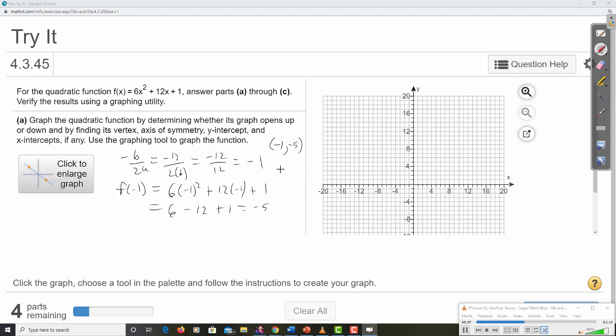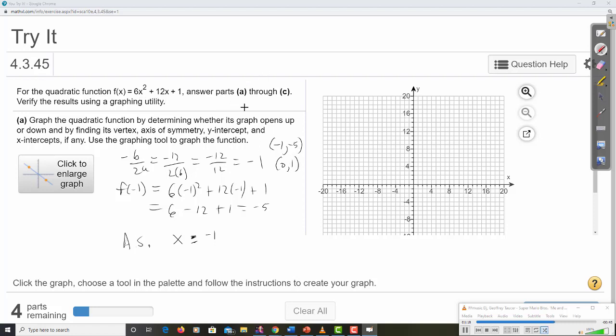Its axis of symmetry then would be x equals negative 1. Be careful when you're doing problems that ask you for this. They will ask you for an equation, so make sure you include the full equation, not just negative 1. X-intercept and y-intercepts. You have a couple options. Y-intercept, of course, just set x to be 0, so the y-intercept is (0, 1).